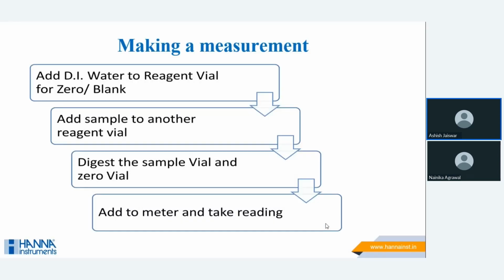For making measurements, we have to add DI water to a reagent vial to make a zero or blank, and add the sample to another reagent vial. We have to take two vials, one for blank and the second for the sample. We have to digest at 150 degrees Celsius. After that, we add it into the meter to take the absorbance reading.